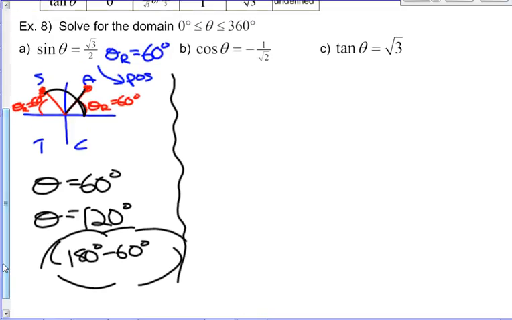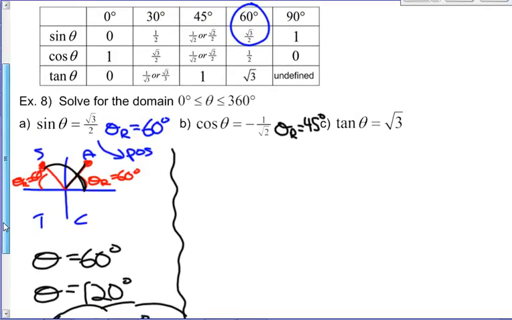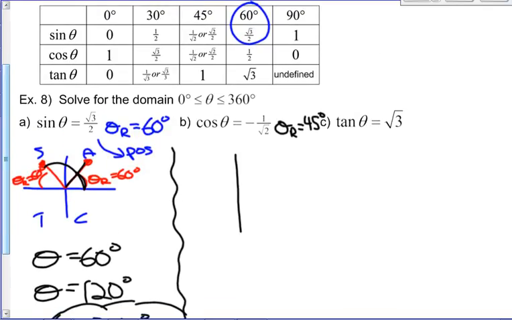Let's try another one. Cos theta is negative 1 over root 2. So the reference angle is going to be 45 degrees, either by triangles or by the table. Now we're saying cosine is negative. So where is cosine negative? It's positive in quadrant 1. It's negative in quadrant 2. It's negative in quadrant 3. And it's positive in quadrant 4. Each of those have reference angles of 45 degrees.